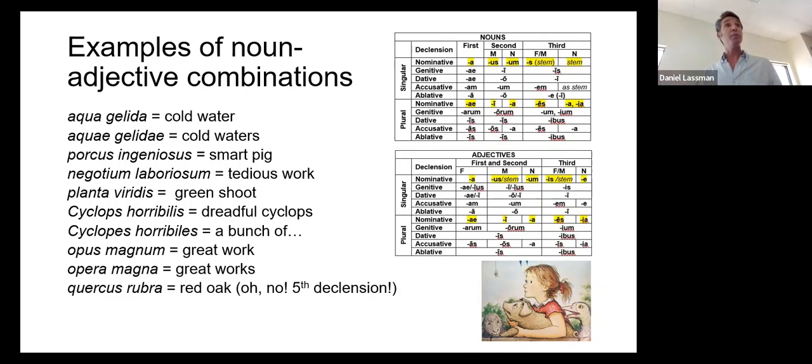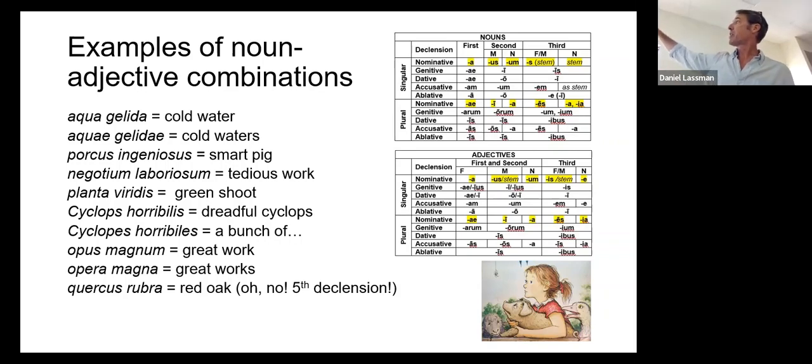Dative is the indirect object in a sentence, to me. Accusative is the object of a sentence. I kick the ball. Ball is the accusative case. And ablative is a case that I'm not going to talk about. Ablative is a case unto itself in Latin, and it does a lot of cool things, but you don't need to know about it, so I'm not going to tell you about it.